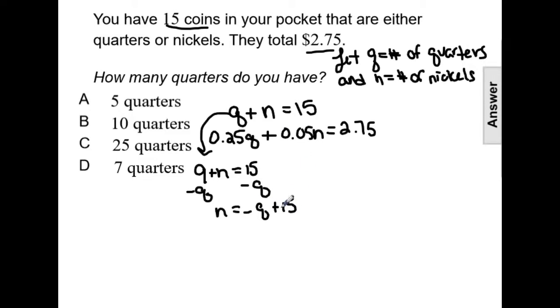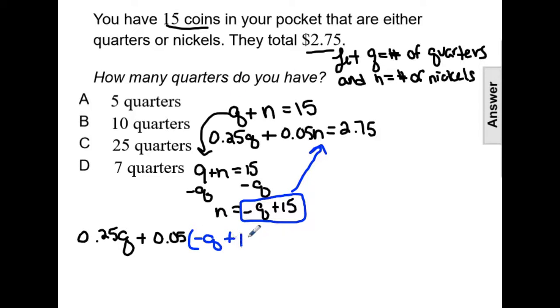I'll then substitute that expression into the other equation for N. So that will give me a new equation of 0.25 Q plus 0.05 N, but no longer N, because we're going to make our substitution. So it'll be plus 0.05 times negative Q plus 15, and that will equal 2.75.